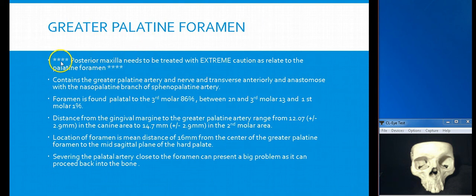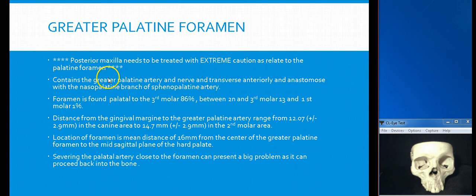So, a bunch of four stars. The posterior maxilla needs to be treated with extreme caution in the palate as related to the palatine foramen. When we do our big reconstruction surgeries, I've seen some pretty nasty bleeding from the palatal foramen, especially at the area where it's coming out of the foramen, because there's nothing to tie down. It's a big hole in there, and all you see is an aggressive fountain of blood just coming out. So be careful.